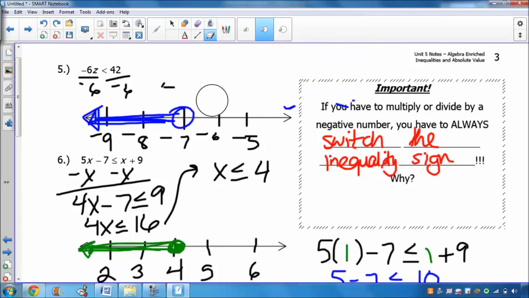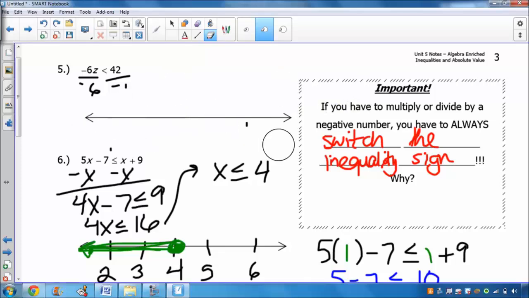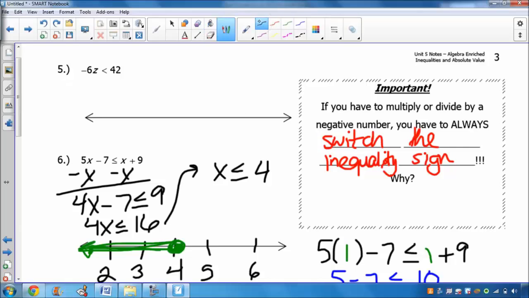So let's correct this. Let's do this appropriately. So I'm going to divide both sides by negative 6, just like we said. That step was correct.